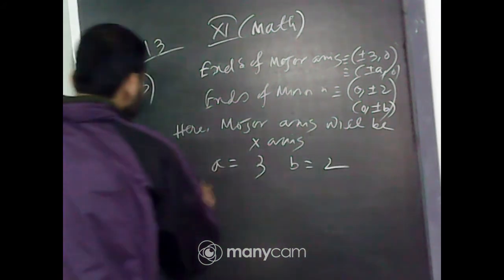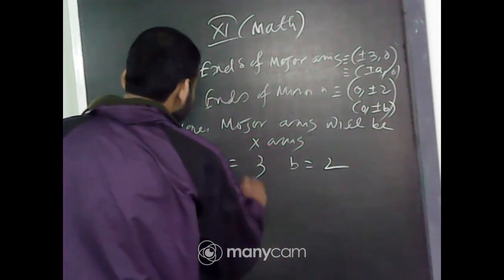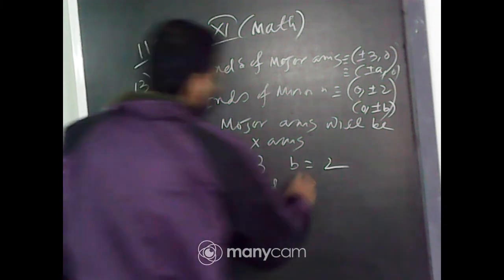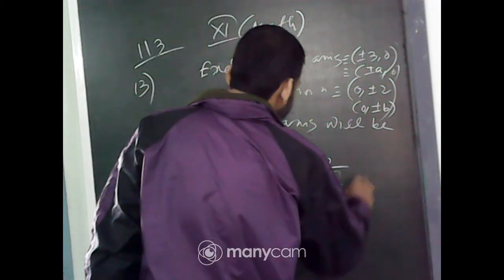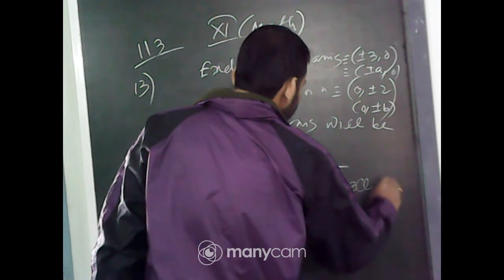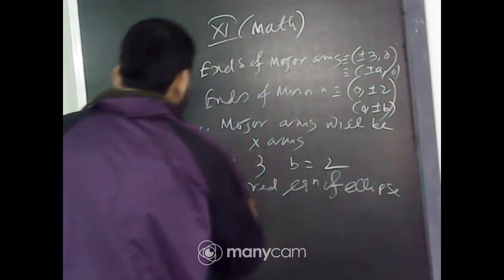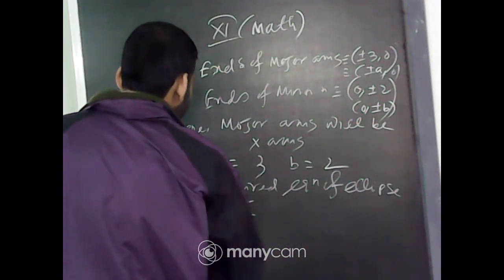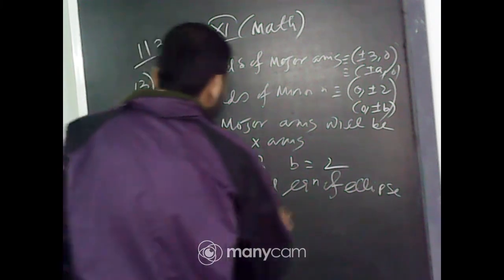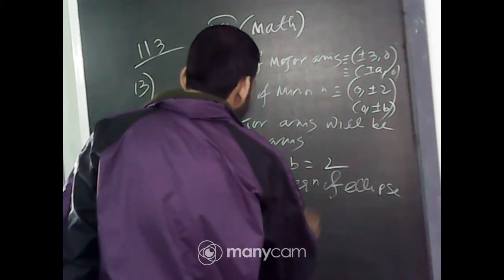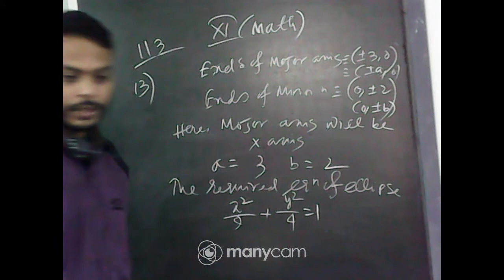Yes, therefore the required equation of ellipse is x square by 9 plus y square by 4 equals 1. Isn't it?